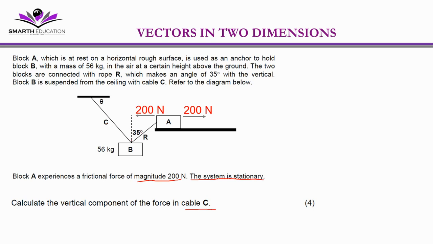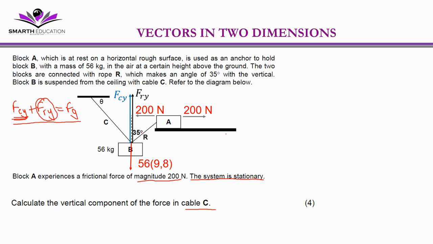Since the system is at equilibrium, if we add the vertical component of C and the vertical component of R, we must get the weight. So we can say the vertical component of C plus the vertical component of R should be equal to the weight. That's what we have to use here to get the vertical component of C. Right, can we find the vertical component of R?